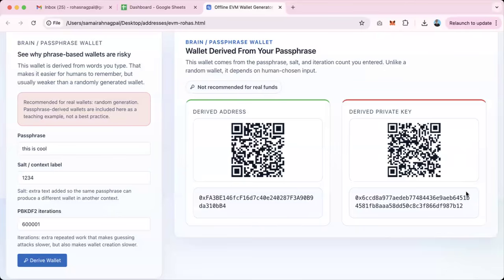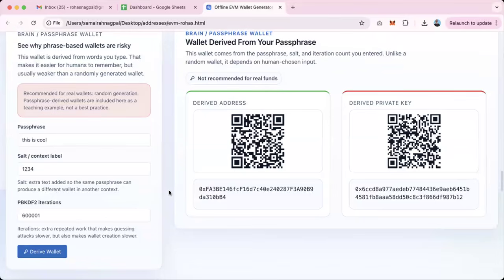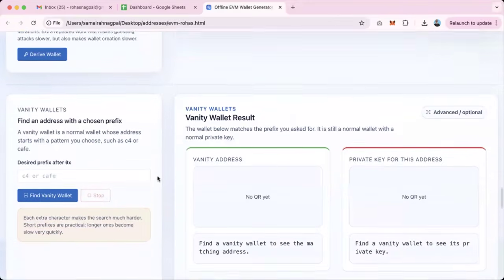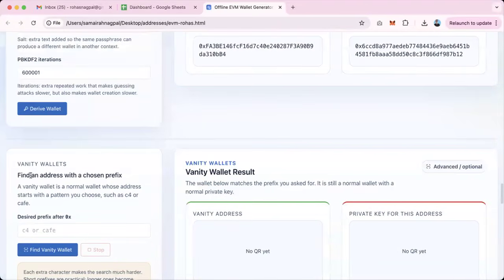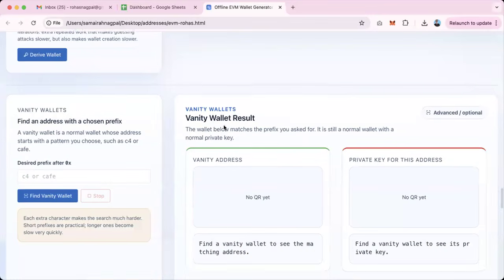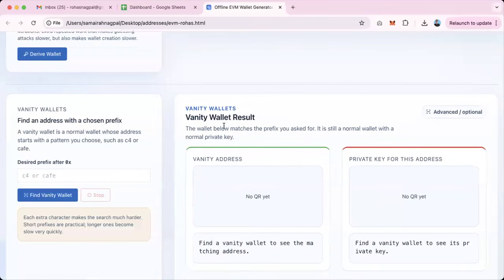But of course, depending upon the investigation, we can crack it. Physical investigation comes into the picture. But for now, I want you to understand that a passphrase may have a salt and it also may have iterations, so we need to keep that into account. Any questions? Okay. Then we have, from an address, we can find an address with a chosen prefix. Now, this is a very interesting concept.